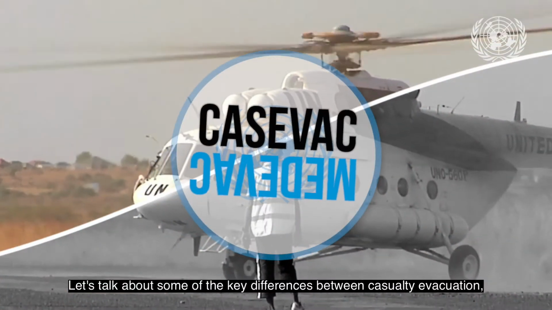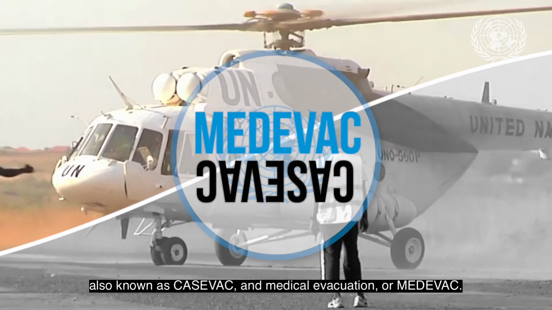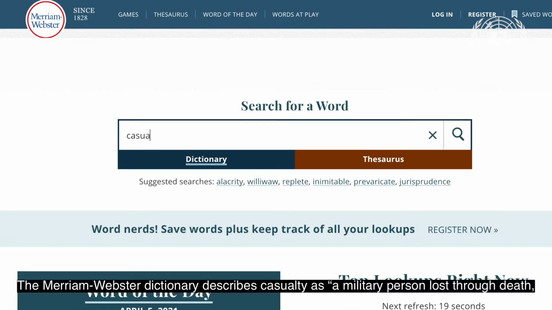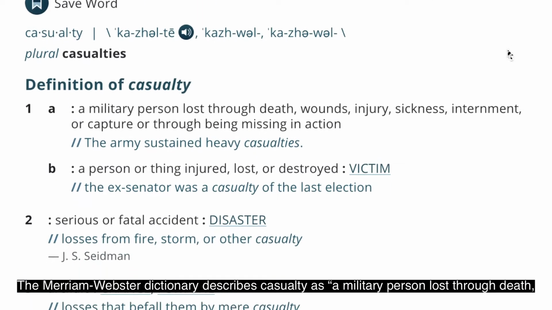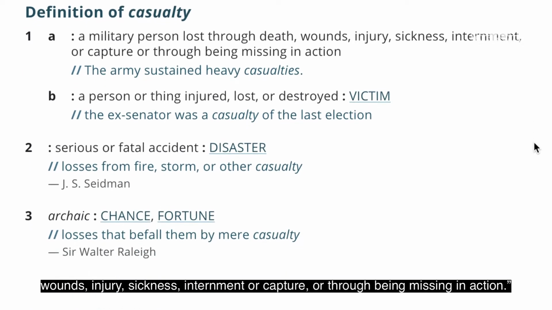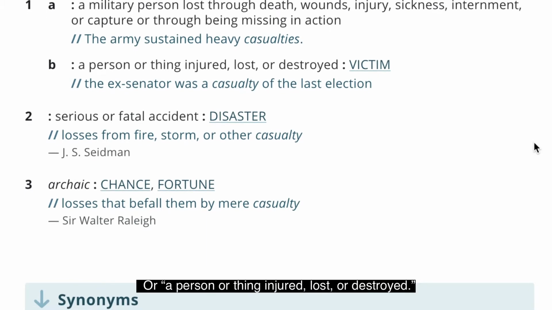Let's talk about some of the key differences between casualty evacuation, also known as Casevac, and medical evacuation or MEDEVAC. The Merriam-Webster dictionary describes casualty as a military person lost through death, wounds, injury, sickness, internment or capture, or through being missing in action, or a person or thing injured, lost or destroyed.